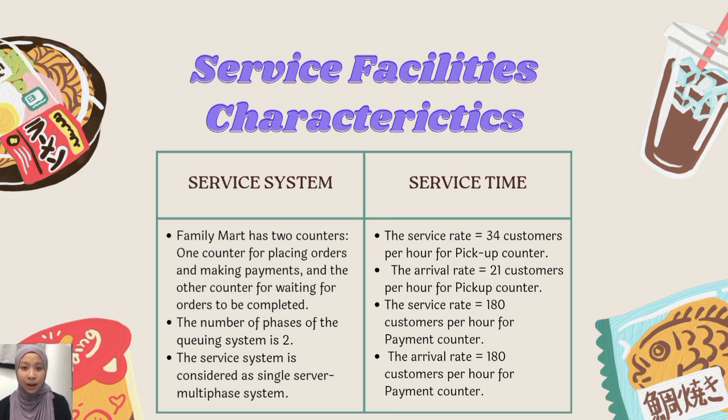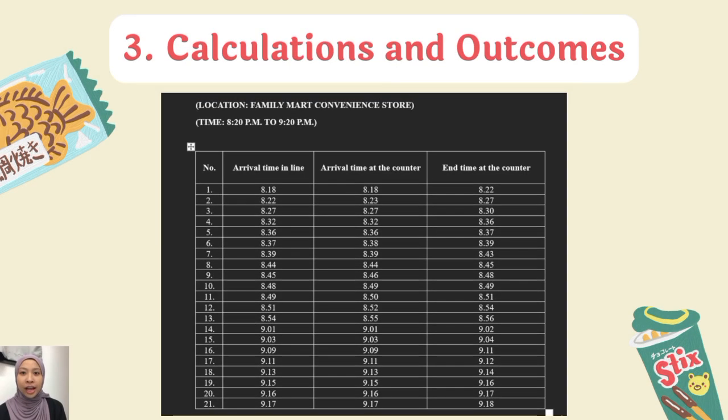For the pickup counter, the service rate is 34 customers per hour with an arrival rate of 21 customers per hour. For the payment counter, the service rate is 180 customers per hour, reaching the arrival rate of 180 customers per hour. We will dive into the calculation and outcome from our observation at Family Mart.